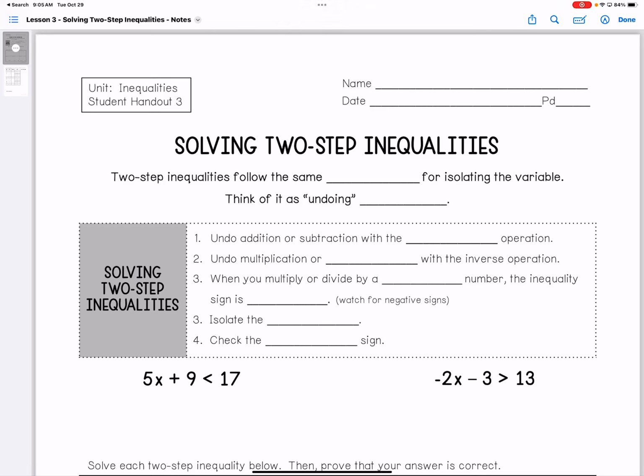Student handout number 3, still the inequalities unit. Today we're going to solve two-step inequalities. Again, it's the same process. There is that one little difference if you divide or multiply by a negative, but other than that, it's the same exact thing, except we have 2 steps.